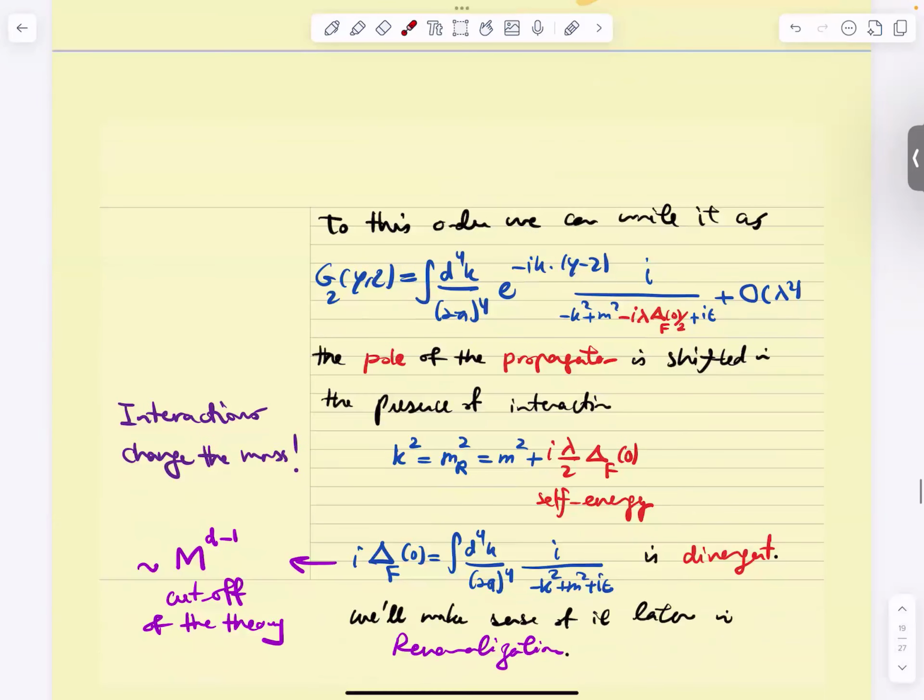So it looks like the mass has been renormalized, and this renormalization of mass has a name, self-energy. Self-energy is also referred to this diagram. This renormalization of mass is the first order correction to the propagator in lambda phi 4.